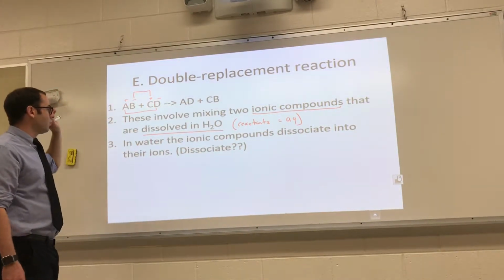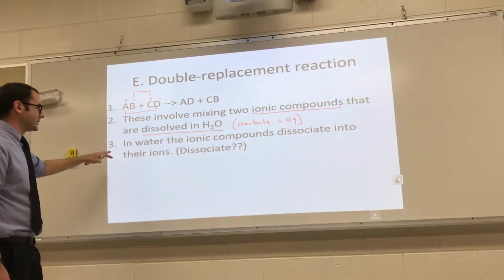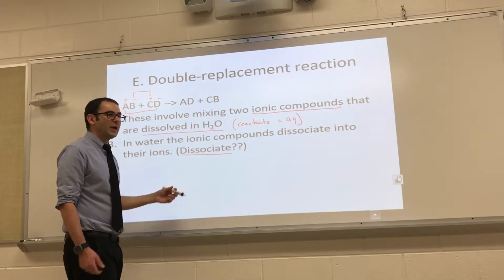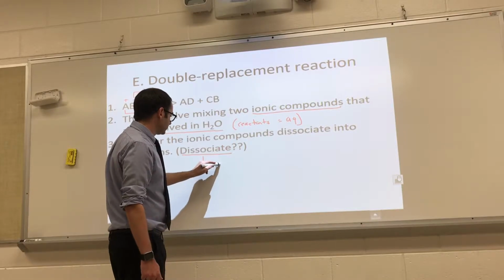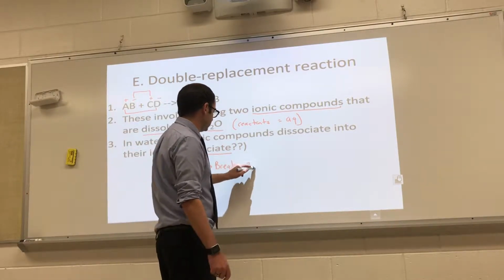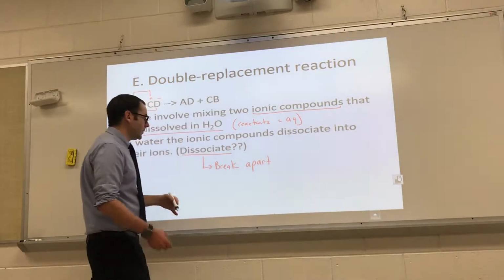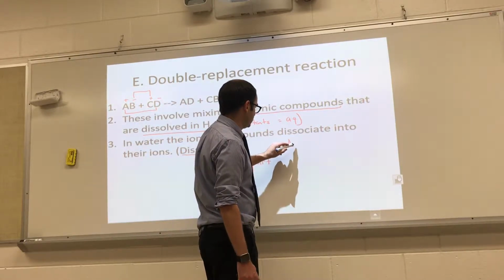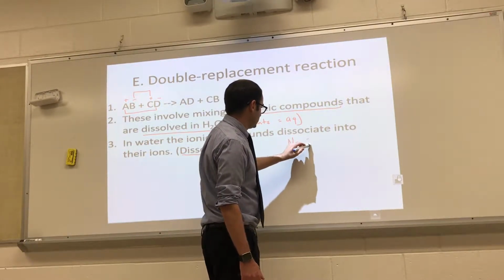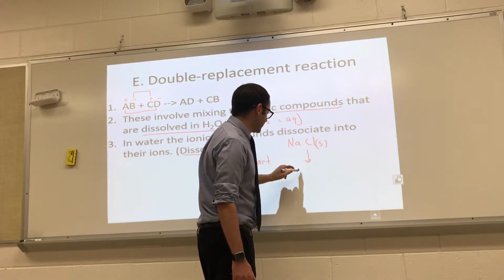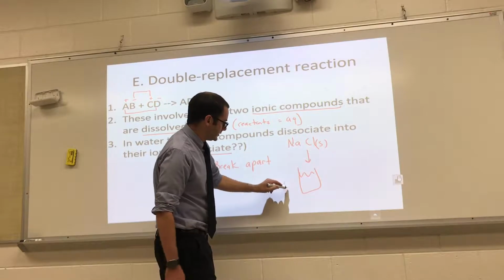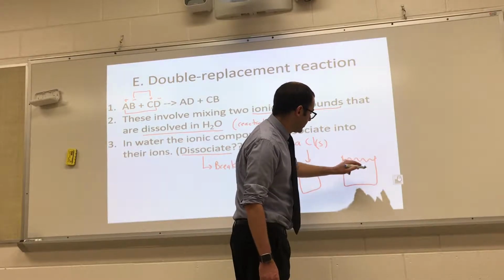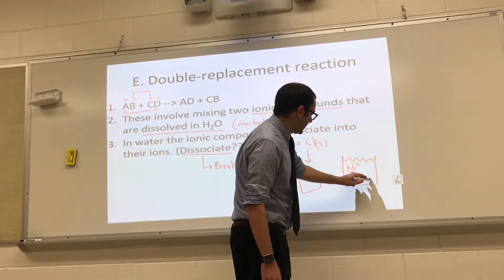All right, so in water, ionic compounds dissociate into their ions. What does dissociate mean? Yeah, basically to break apart. So if you had NaCl solid, and you dropped it into a glass of water, H2O, what's going to happen is, once it's in there, the Na is going to break apart, and the Cl is going to break apart.